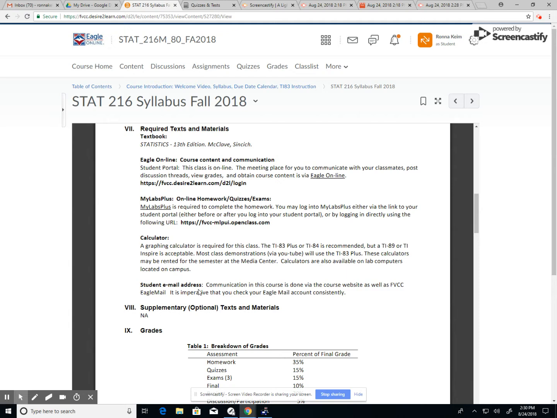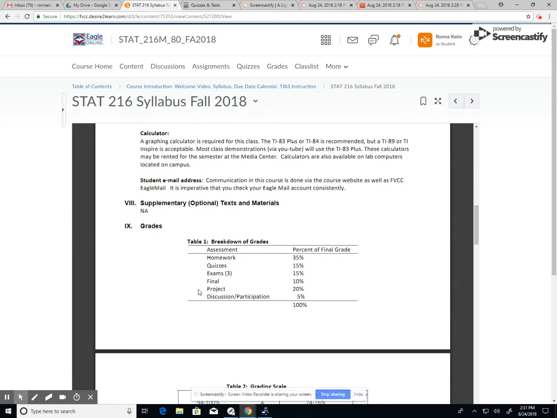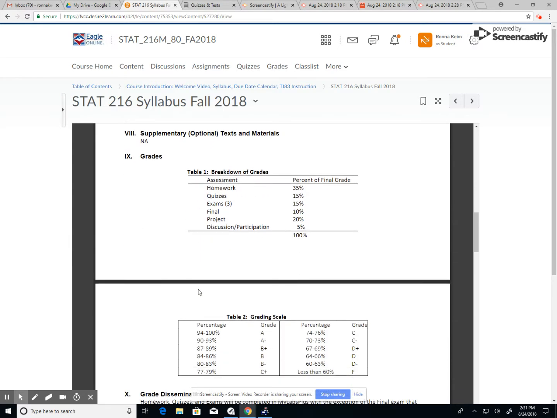Communication, I use your student email address. It's the FECC address. So make sure that you have access to that and it's something that you check. So let's talk about how things are going to be graded. Homework, I believe this is a typo, will be 40% of your grade. Quizzes, 15. Exams, 15. Your final exam, 10. So exams in total will be worth 25% of your grade. Your project is worth 20%, and discussion and participation is worth 5%.